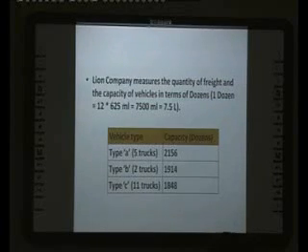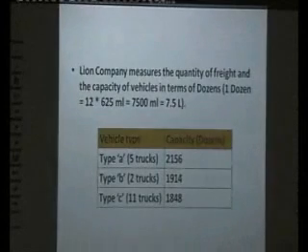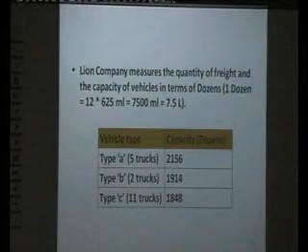The company measures their quantity of freight and the capacity of vehicles in terms of dozens. That means 1 dozen equals 12 bottles of 625 milliliters, which is equal to 7.5 liters. And they are using 3 types of vehicles. 5 trucks are available in type A, 2 trucks are available in type B, and 11 trucks in type C.